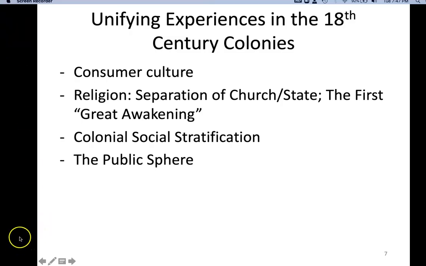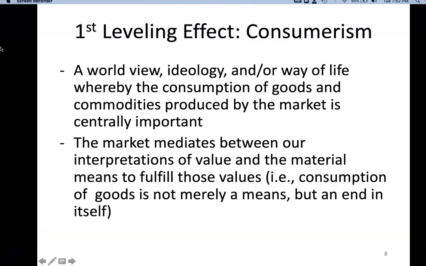What we're going to discuss first is consumer culture. So the first leveling effect, so to say, that we're going to discuss, that is the first shared experience had by almost all English subjects in the New World. I should say almost all, because there's always some exceptions. But nonetheless, the first shared experience would be their participation in what we could call consumer activity. Okay, they were immersed in something called consumer culture, right? So this is broadly understood as the concept of consumerism.